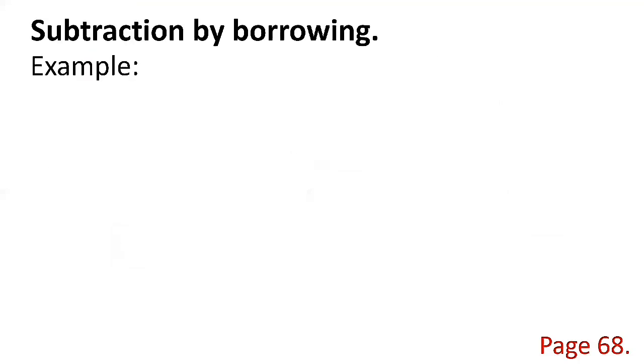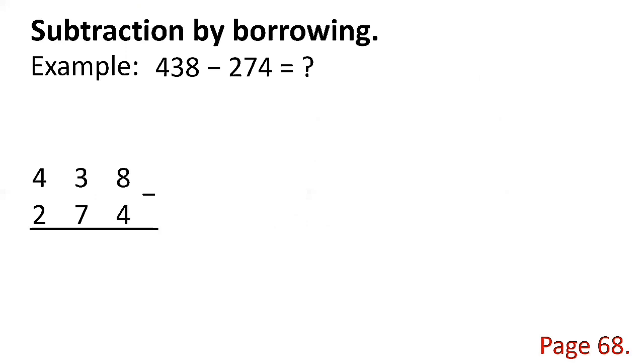Okay, another example on page 68. Subtraction by borrowing. Example. 438 minus 274. Okay, you have to write again like this: 438 minus 274. Don't forget to write the ones place, the tens place, and the hundreds place as well.